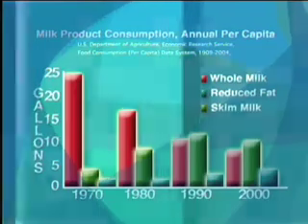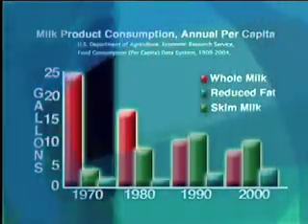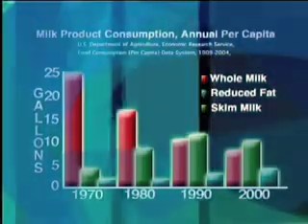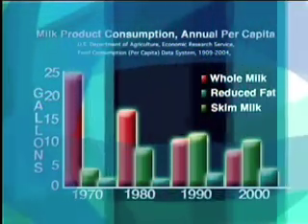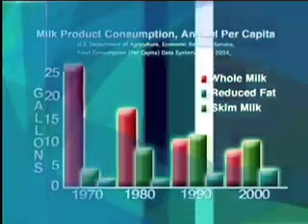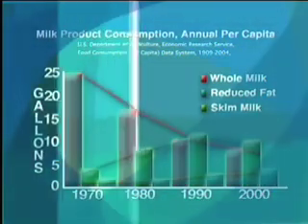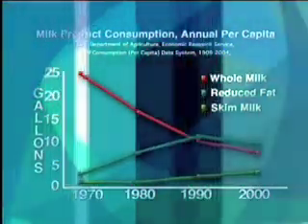Bar graphs allow us to compare different variables within one time period, like the consumption of whole milk, reduced fat, and skim milk per capita in 1970, or one variable across all time periods like whole milk from 1970 to 2000. Finally, line graphs are used to show trends.